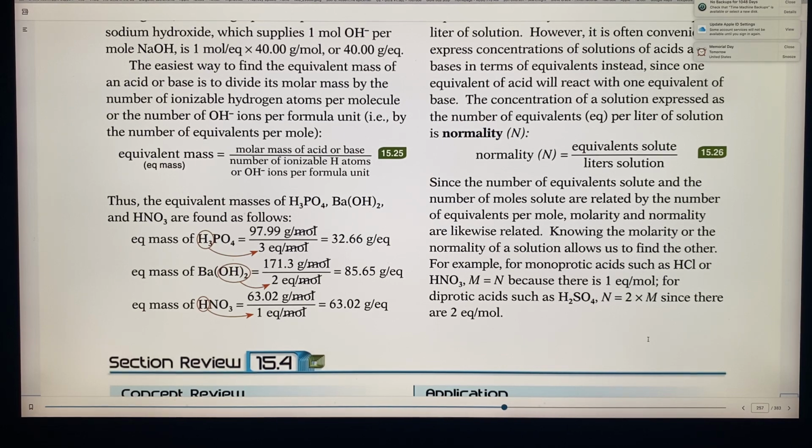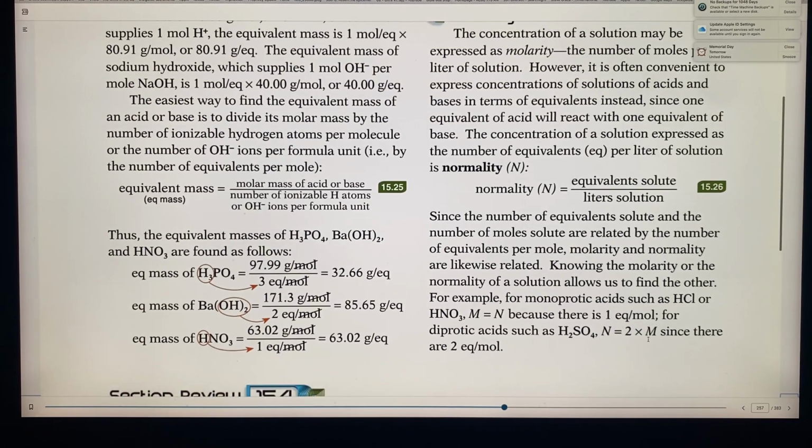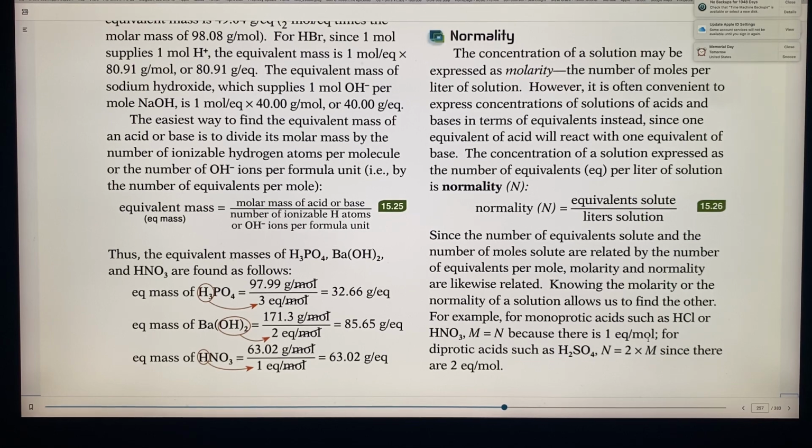Since the number of equivalents and the number of moles are related by the number of equivalents per mole, molarity and normality are all related, right? They're very closely related, only we did that division here to find normality, and that would still be the main difference. But just think of normality as taking the equivalents and dividing them into liters.